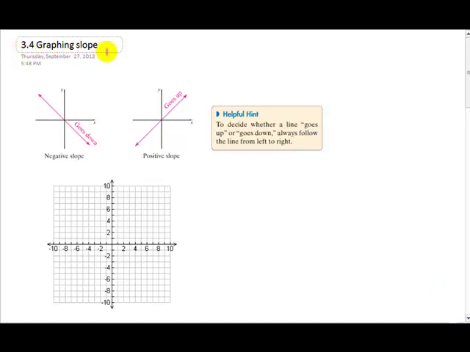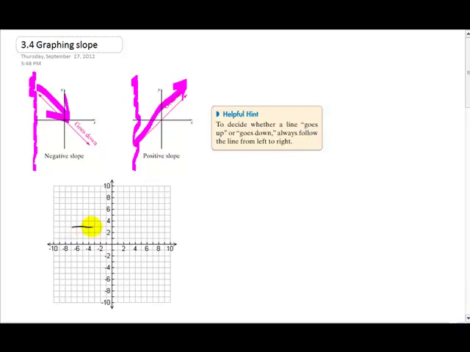3.4 Graphing slope. When we look at lines, we can have a negative slope or a positive slope, and then we're also going to talk about a slope that is 0 or an undefined slope. And when we're looking at slope, we look from the left, and here our line is going down, so it's negative slope. If I look from the left on this one, then my line is going up, and so we're talking about a positive slope.